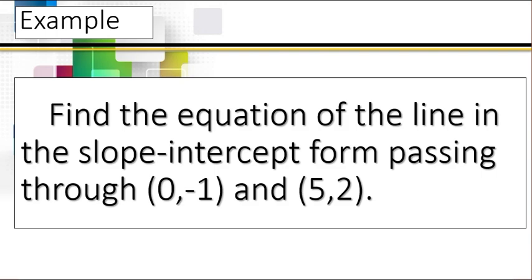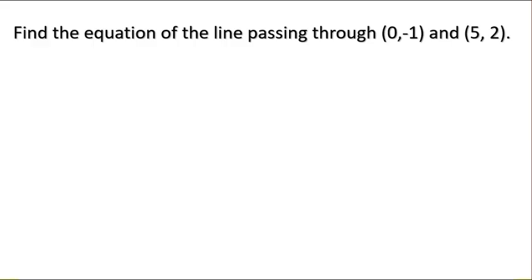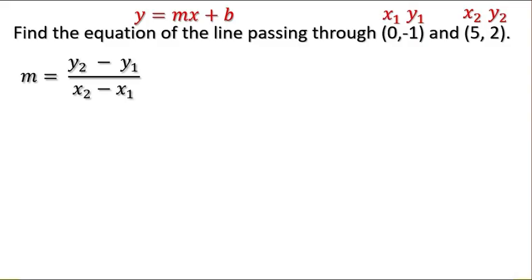Let's have the third example. Find the equation of the line in the slope-intercept form passing through (0, negative 1) and (5, 2). So again, let's take note of the required form. The required form is the slope-intercept form, or y equals mx plus b. Let's label our given. This will be your x sub 1, your y sub 1, your x sub 2, and your y sub 2.